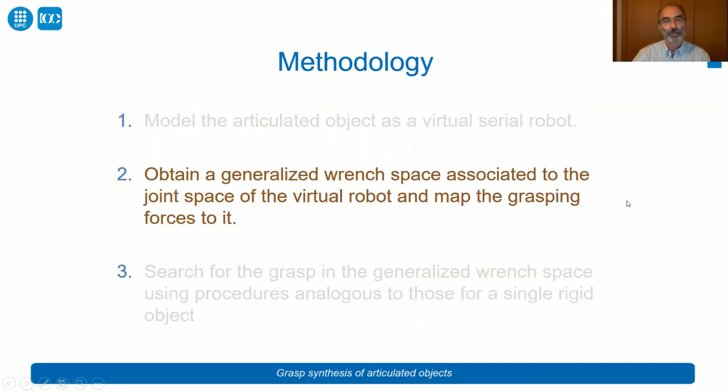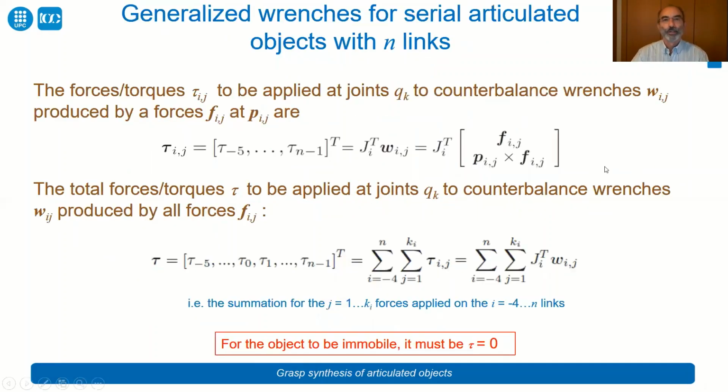Second step of the approach is the obtention of a generalized range space associated to the joint space of the virtual robot, and map the grasping forces to this range space. So the force or torque to be applied at the joints to counterbalance ranges produced by forces on points of the articulated object are computed in this way. This is very well known. It's just the Jacobian multiplying the range produced at the contact point, and this will generate the corresponding torques or forces at the robot joints.